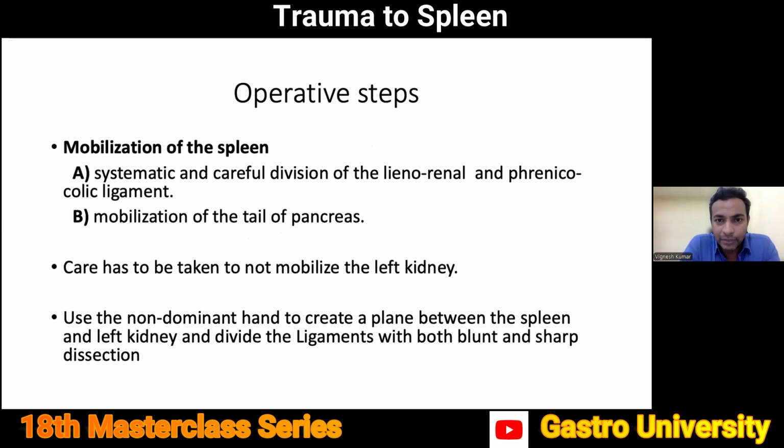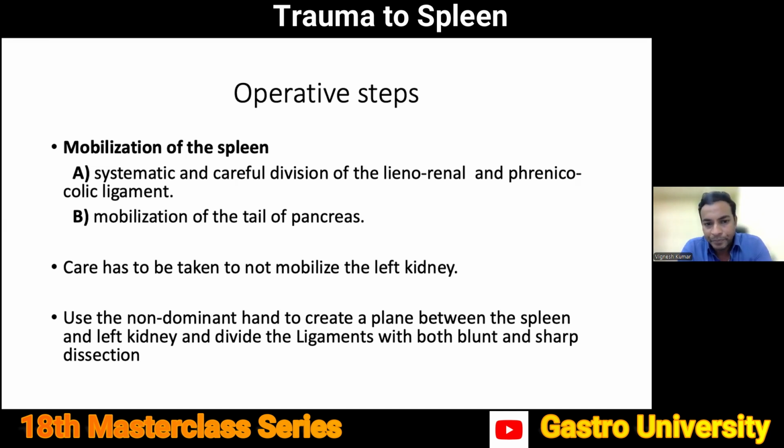And once you identify that the spleen is the source of your bleed, the mobilization of the spleen is the most important thing. One should be very systematic and careful in dividing the lienorenal and the gastrocolic ligaments. And one should also mobilize the tail of the pancreas before one can take the spleen out. Care should be taken not to mobilize the left kidney along with the spleen.